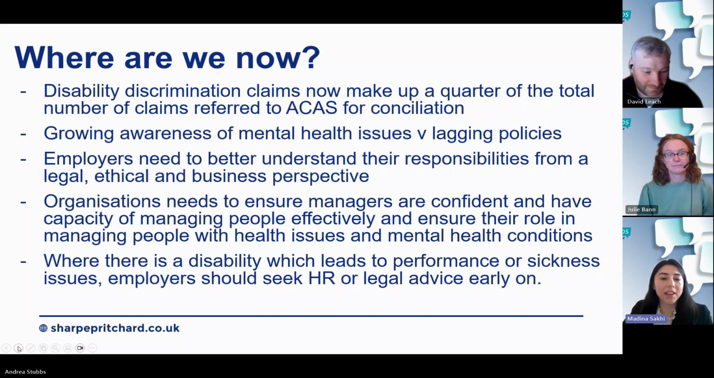Disability discrimination claims now make up a quarter of the total number of claims that are referred to ACAS for conciliation. There's been a growing awareness of mental health issues and lagging policies. While awareness of mental health challenges is at an all-time high, many organisations are behind in developing policies that adequately address these issues. And this gap between awareness and policy development can leave both employees and employers vulnerable in handling mental health issues.